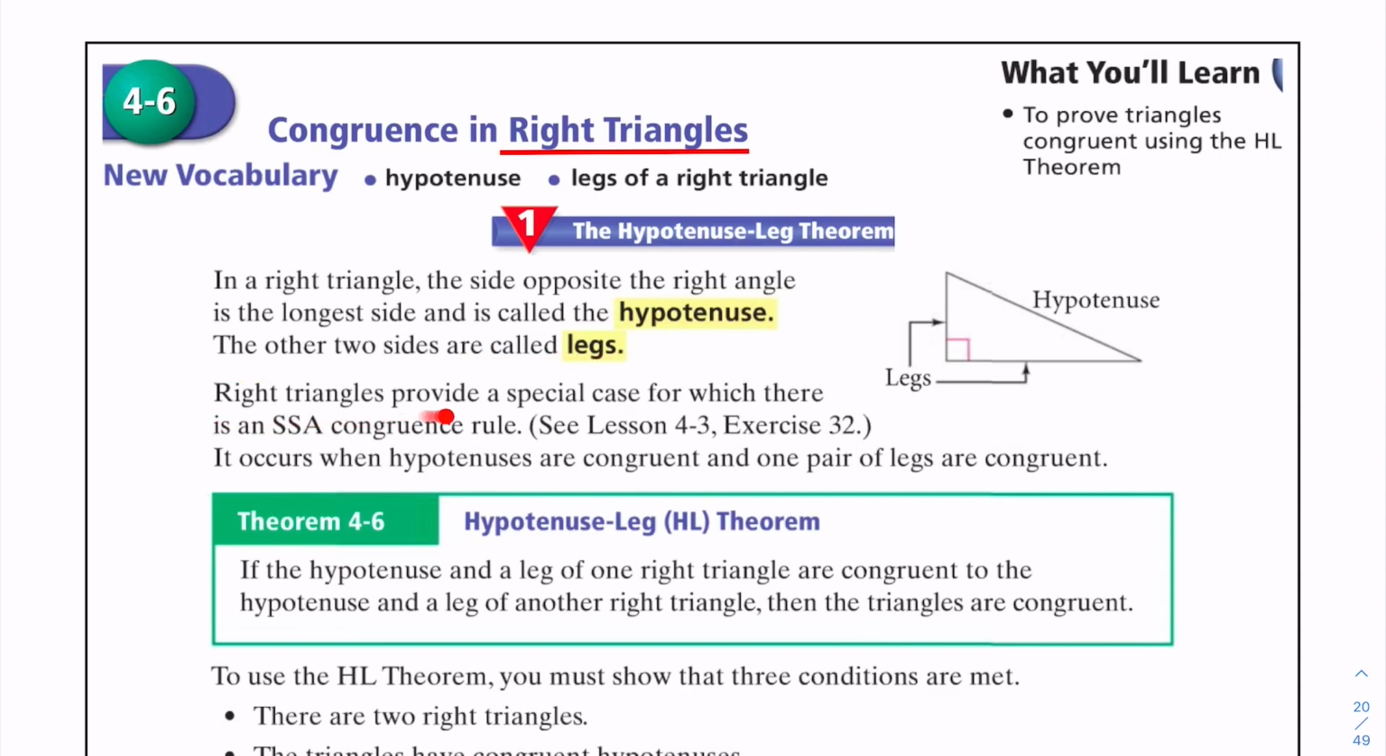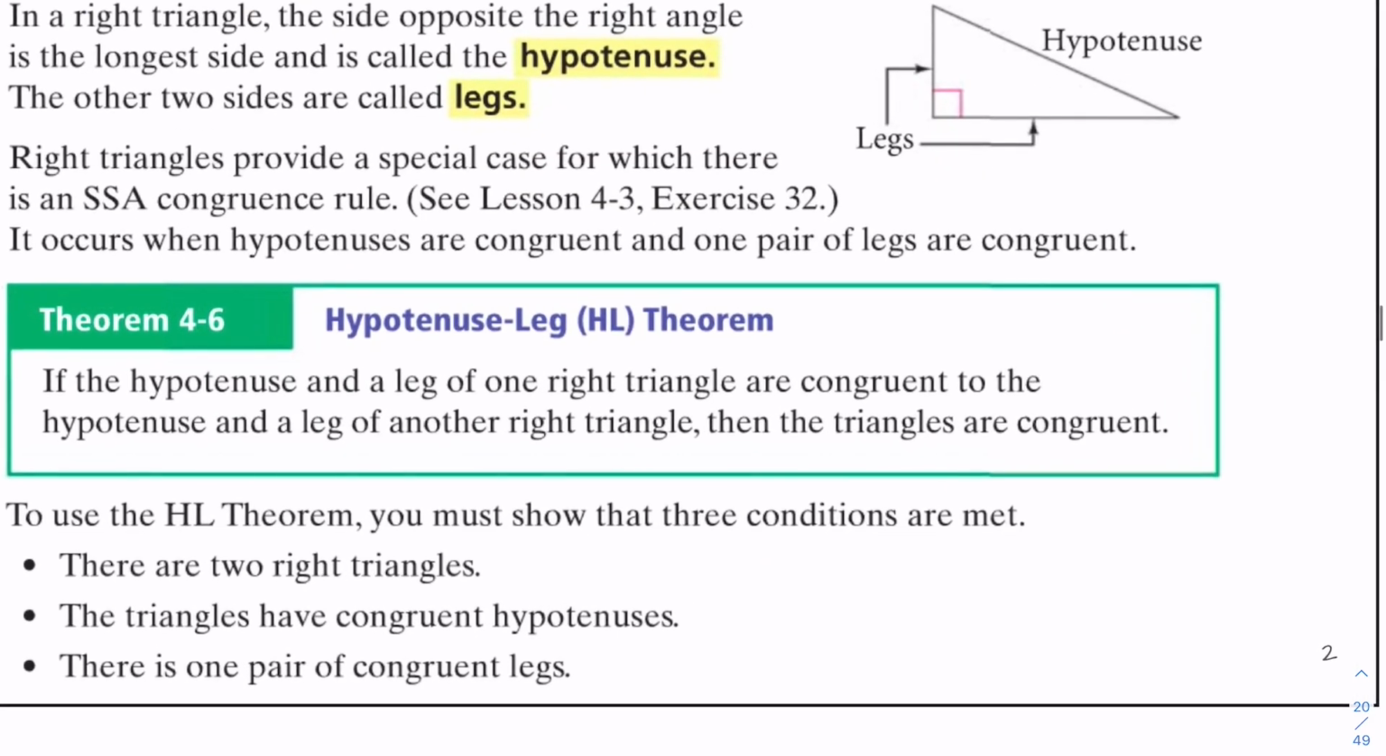The right triangle provides a special case for which there is a side-side-angle congruence rule. It occurs when the hypotenuses are congruent and one pair of the legs, either pair, it doesn't matter, it could be this one, could be that one, are congruent. So if a hypotenuse and a leg of one right triangle are congruent to the hypotenuse and leg of another right triangle, then the triangles are congruent.